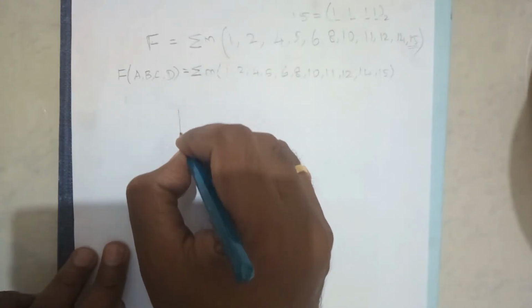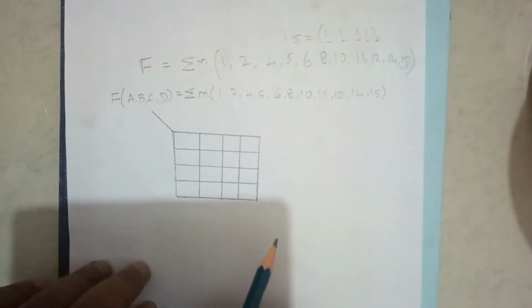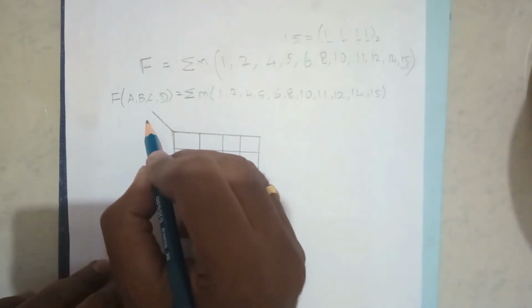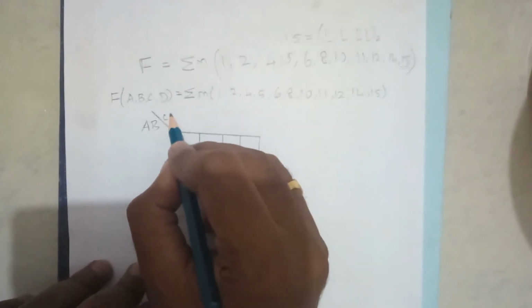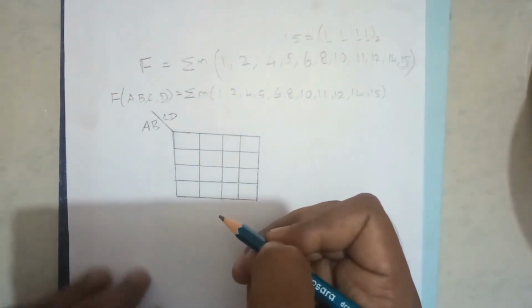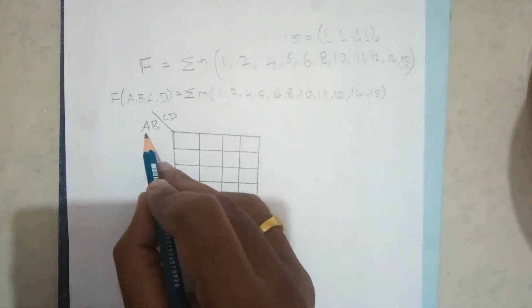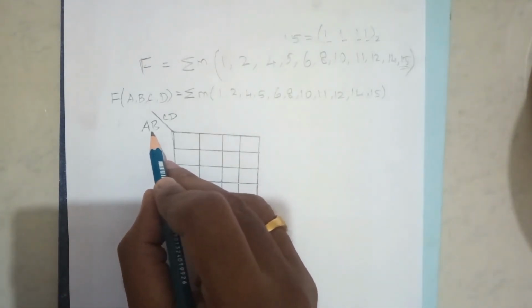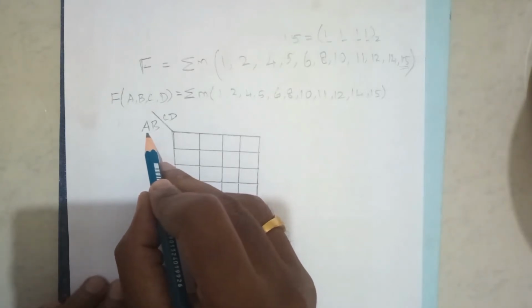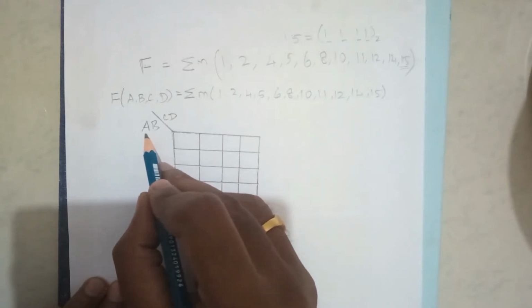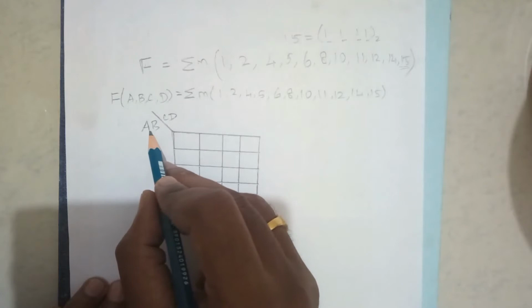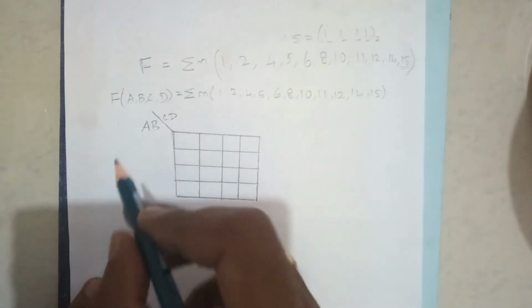Let me draw the 4 variable K-map like this. You just draw the 4 variable K-map boxes, and I'm going to split the rows with the variables a and b belonging to this function, and the columns with c and d, which also belong to this function. Here there are 2 inputs, a and b, giving totally 4 combinations: a equal to 0, b equal to 0, or a equal to 0, b equal to 1, or 1 and 0, and 1 and 1. So totally 4 combinations are possible from 2 input variables.